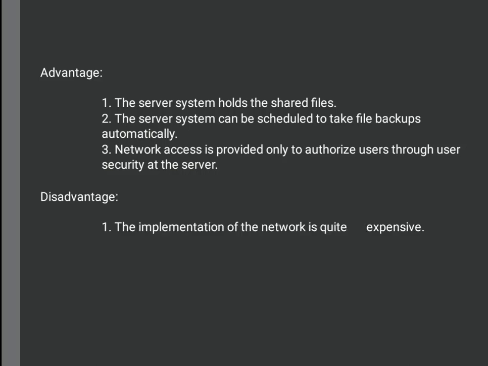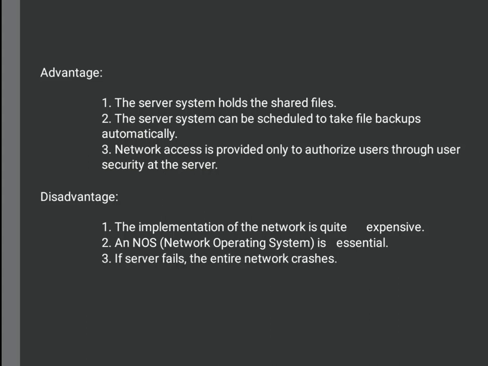Now let's see disadvantages. So first, the implementation of the network is quite expensive. As we said that it is centralized and has user security, so of course it is expensive. Then an NOS is essential. NOS means network operating system. Now the network operating system gives the server the capabilities to manage data, manage users, security and other networking functions. So it is required for the client-server model. Now if the server fails, the entire network crashes. As we said, here only one server is provided to access the data. So if it crashes, then the entire system would become useless.